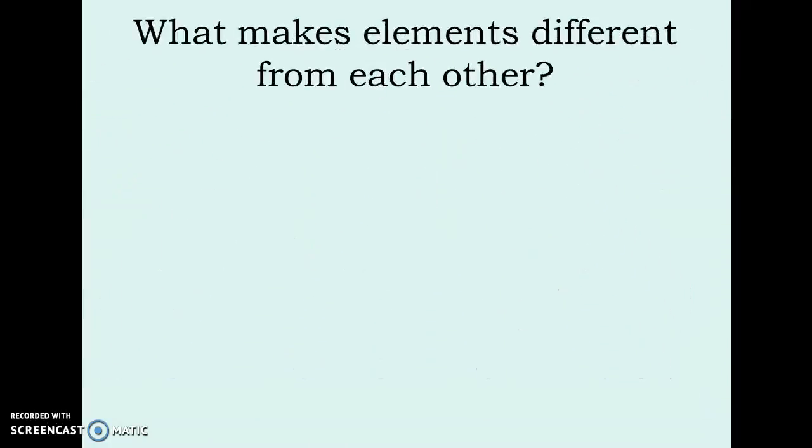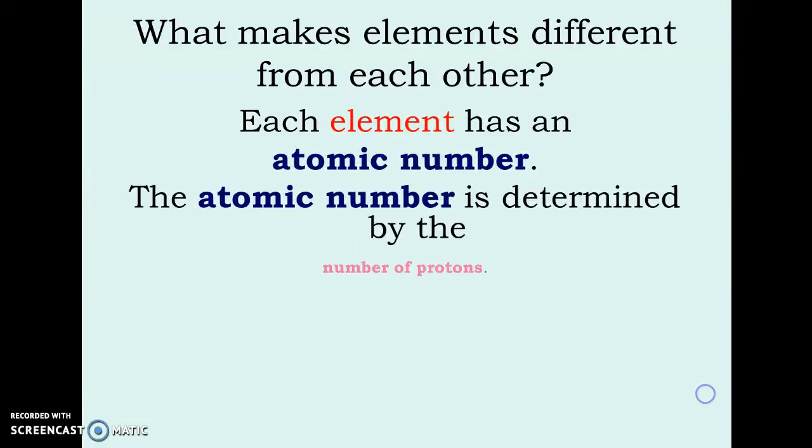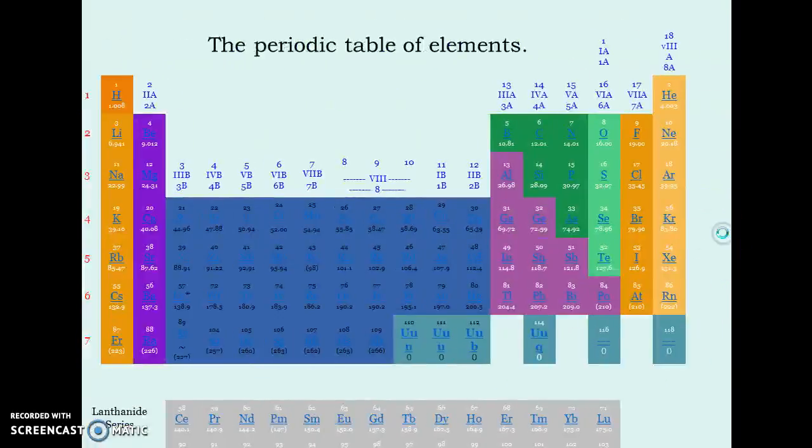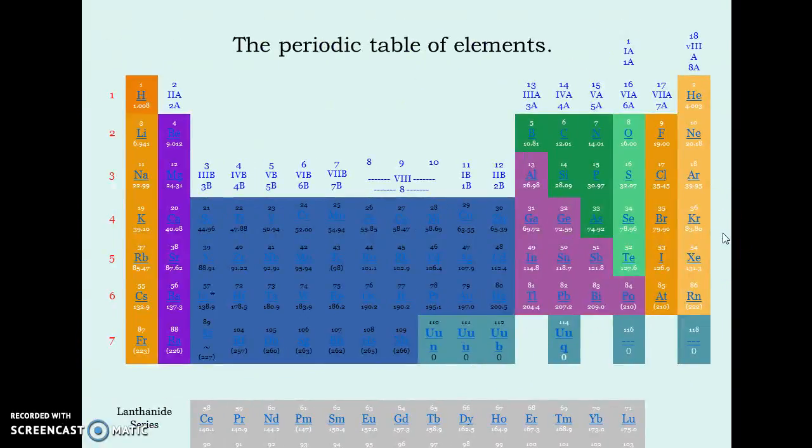What makes elements different from each other? Each element has an atomic number. The atomic number is determined by the number of protons. The number of protons in an element is constant, so the atomic number is constant too. This is the periodic table of elements, which is a classification of elements, which lists also their atomic number.